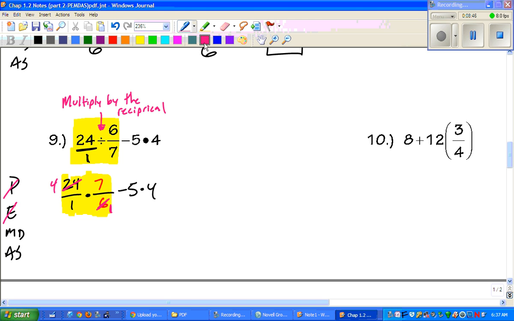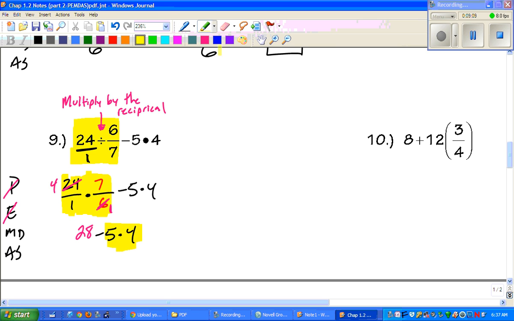Now we're going to multiply across. We have 4 times 7, which gives us 28. And 1 times 1 gives us 1. Now, anytime we have a number over 1, it's just that whole number. Okay, and we copy the rest.